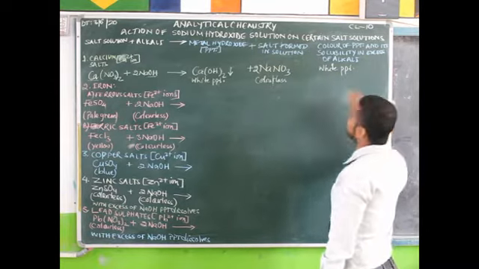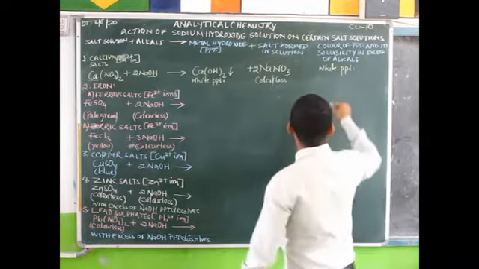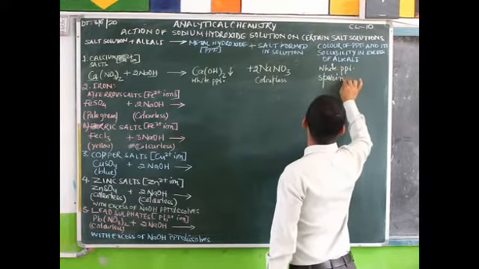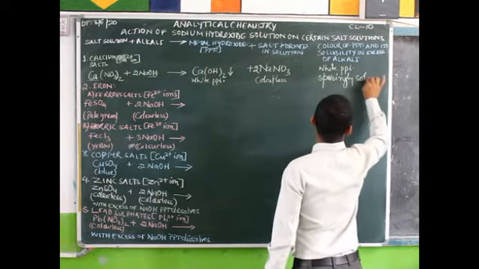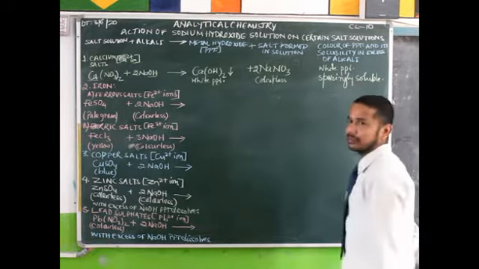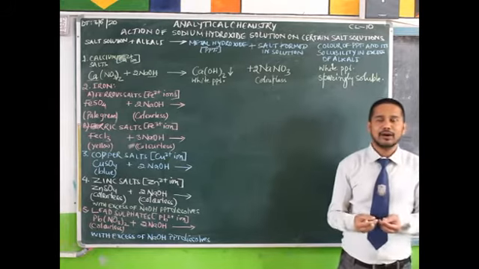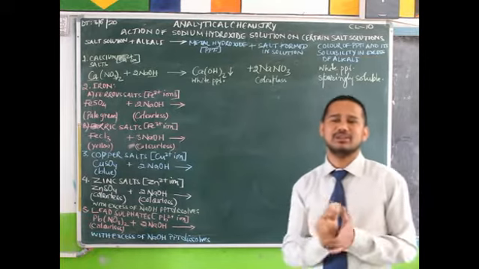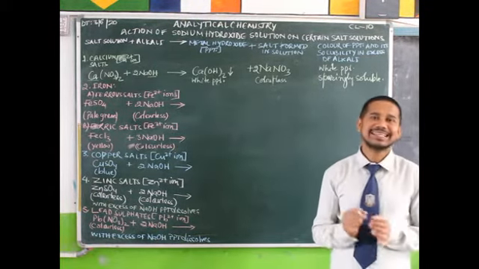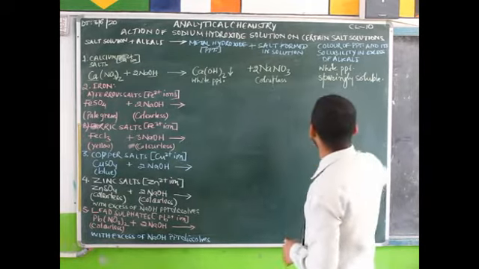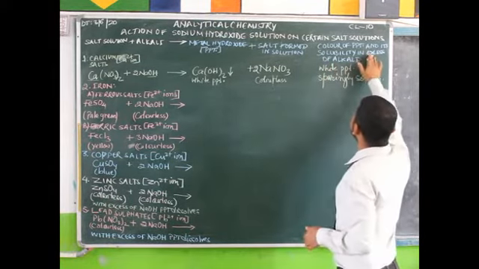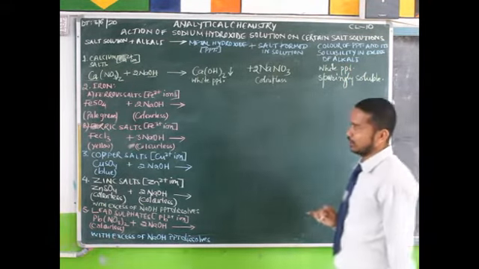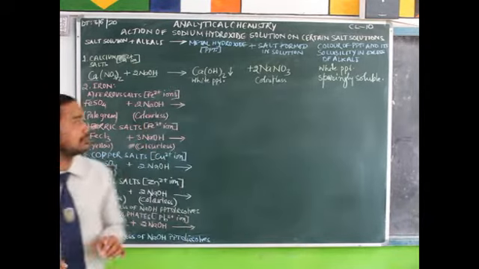Then, if we add excess of alkali, then what will happen? Then it will be sparingly soluble. Sparingly soluble means it is soluble but in a very, very small amount. Slightly soluble. So, white PPT, and with excess of alkali, it is sparingly soluble. Okay. So this is all about calcium salt.